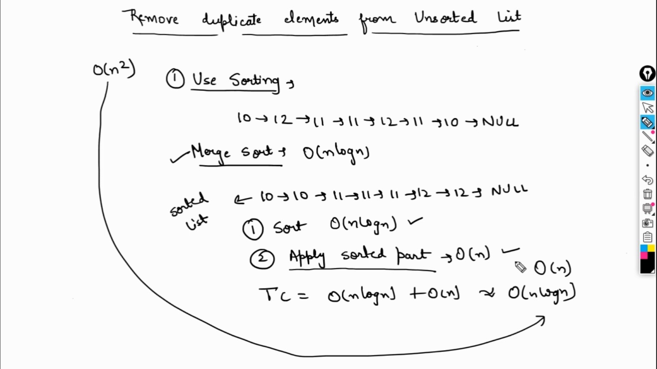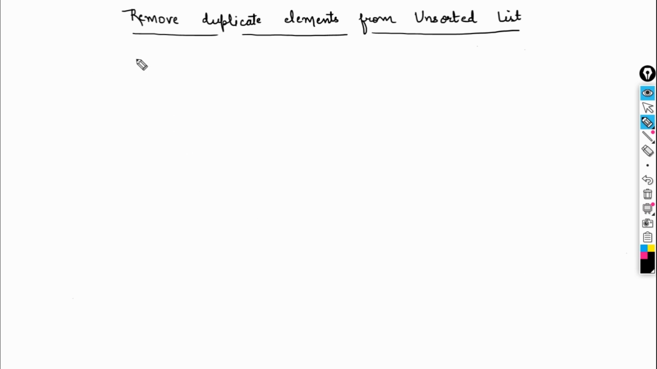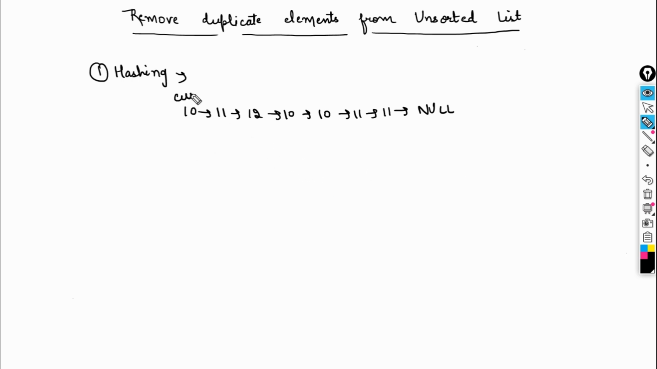So now the idea is to use hashing. Let's see how we can do that. Say again you're given this linked list: 10, 11, 12, 10, 10, 11, something like that. This is my linked list, and I need to remove the duplicate elements from it. I can maintain a current pointer pointing to head, just to traverse over this list, because we can't traverse with head, otherwise my list will be lost.